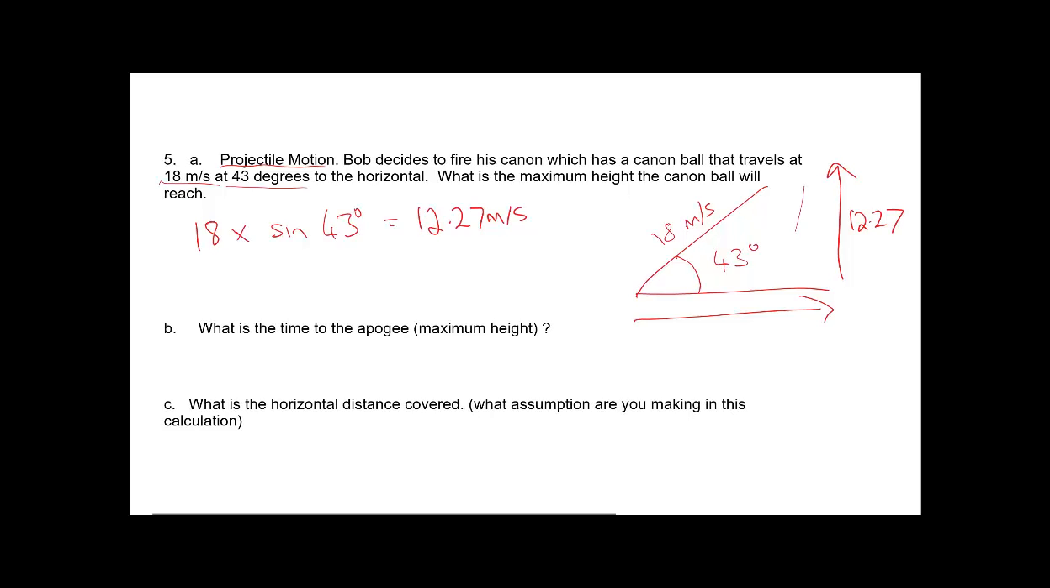Now we can actually work out the horizontal one, which quite often you need later anyway. So cos of 43 times 18 equals 13.16 meters per second in that direction. So the time to the peak.